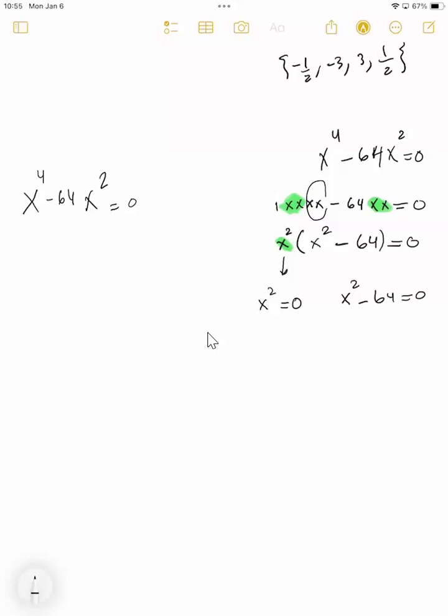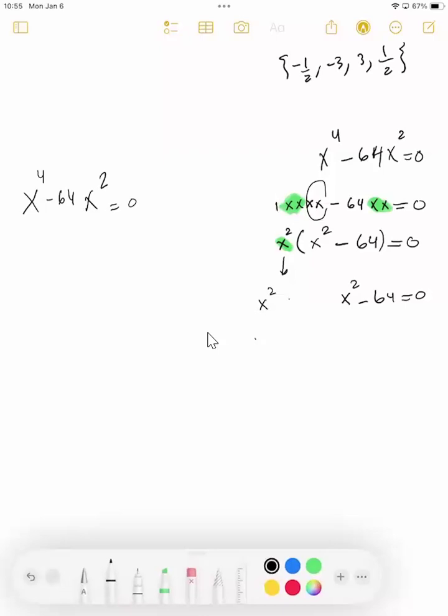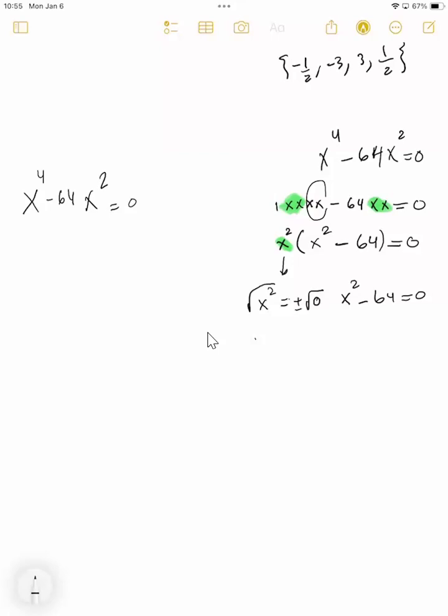To solve this one, you square root both sides. You put a radical over each side. The side that is a number, you put positive, negative. The square root of 0 is 0. You get positive, negative, 0. But positive, negative, 0 is just 0. That's one solution. And then the other one, you add a 64 to isolate your x.